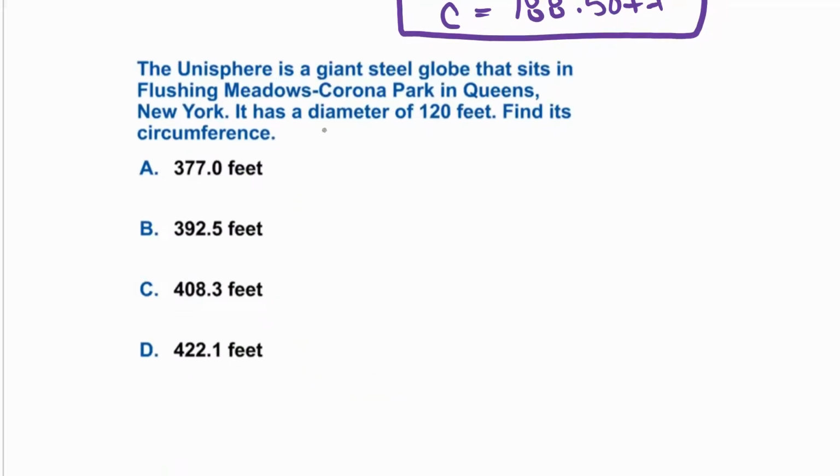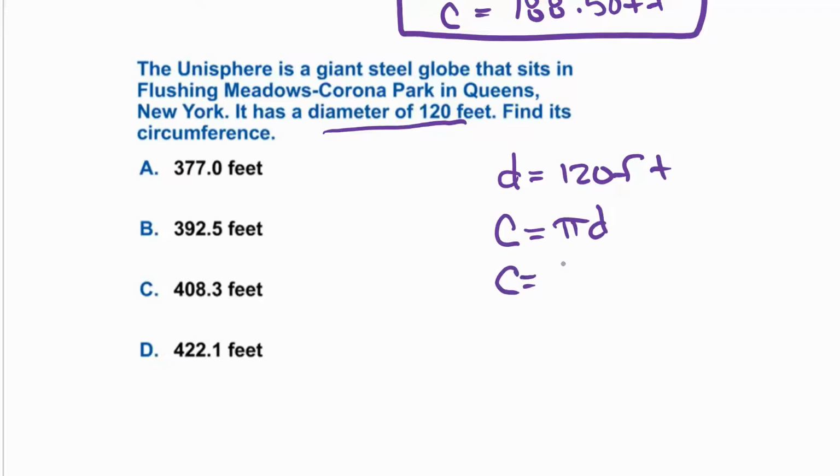Here it gives us that the diameter is 120 feet, and we want to find the circumference. Since they give us the diameter, I'm going to use pi d, which gives the exact answer of 120 pi feet. Putting that in the calculator, I get a rounded answer of 377.0 feet.